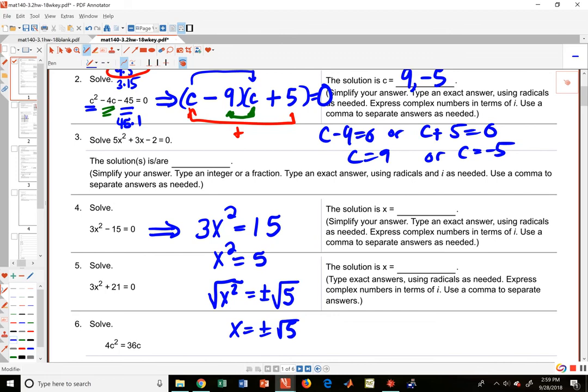And you got to be careful about how you report it. So use radicals as needed. Complex numbers, use a comma to separate your answer. So you would say the square root of 5, comma, the negative square root of 5.